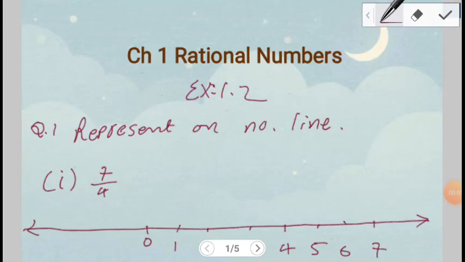Hi everyone. Today we'll go through chapter 1, rational numbers, exercise 1.2.